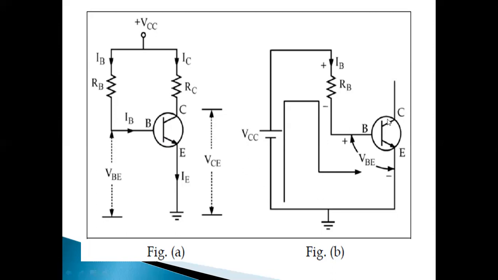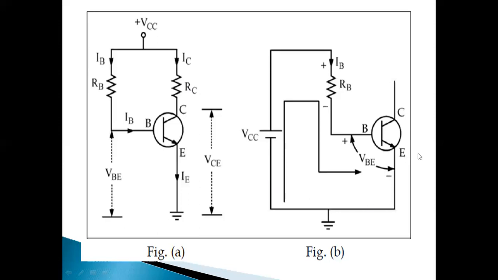VBE. If you redraw this diagram, we'll get it like this. See here, the current is going to flow in this direction. So here, the single source of voltage VCC makes the emitter base junction forward biased and the collector base junction reverse biased.